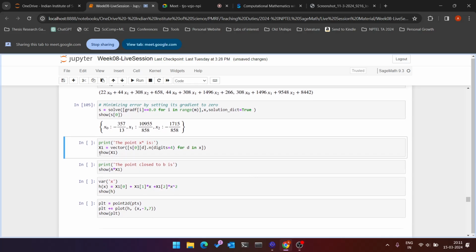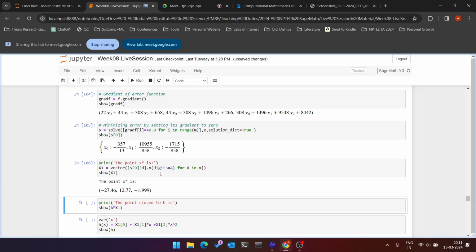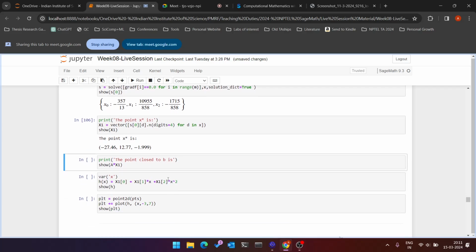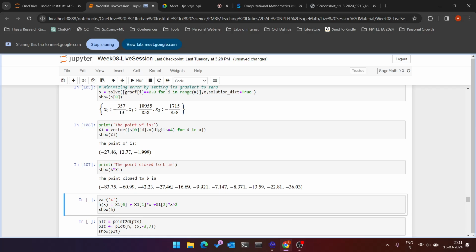So from this I get the point x star as basically the vector x1, which is s0 of x0, x1, and x2 respectively, up to 4 significant digits. So this is how it ends up looking. And the point which is closest to b is basically x1. This is how the point closest to b looks.